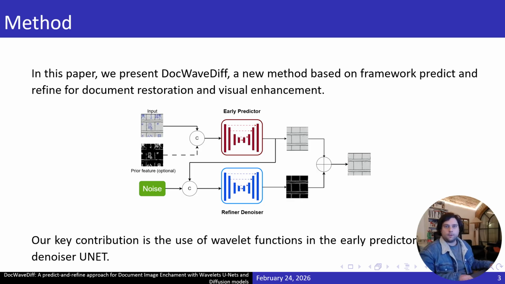In this paper, we present DocWaveDiff, an image restoration method designed specifically for the document domain. The key contribution of this work is the integration of wavelet functions within diffusion methods based on the predict and refine framework.